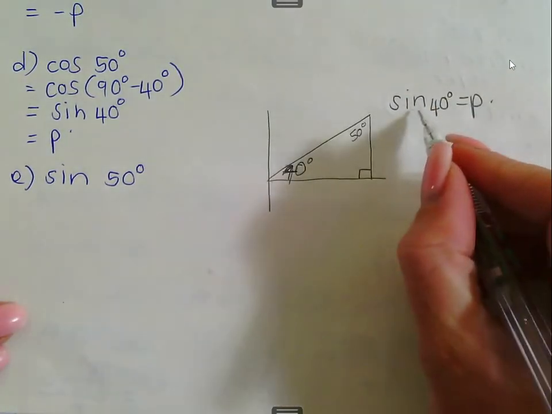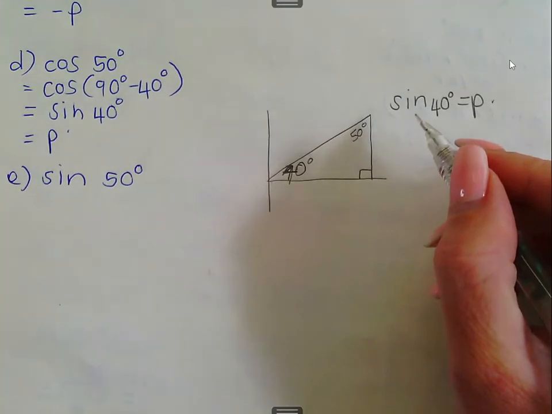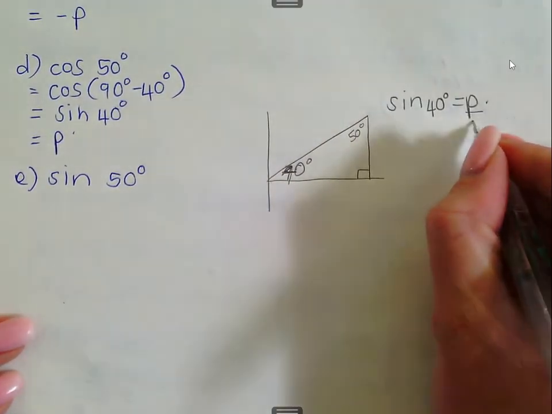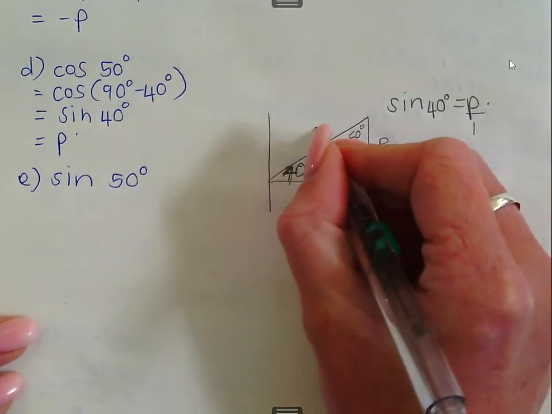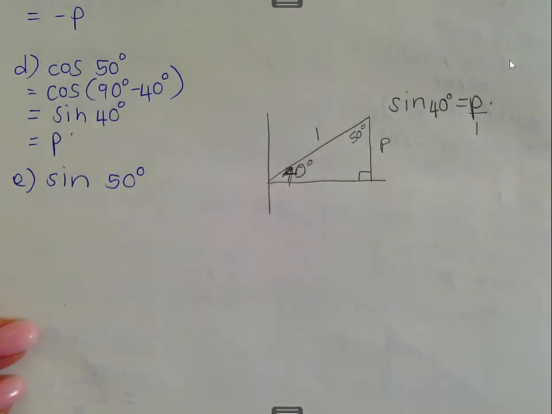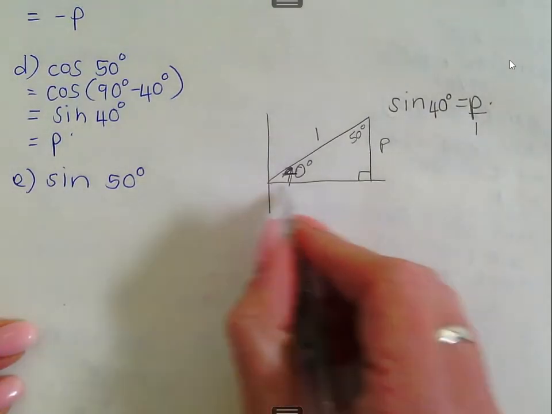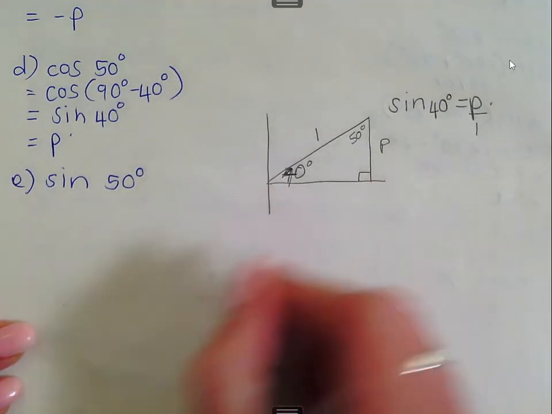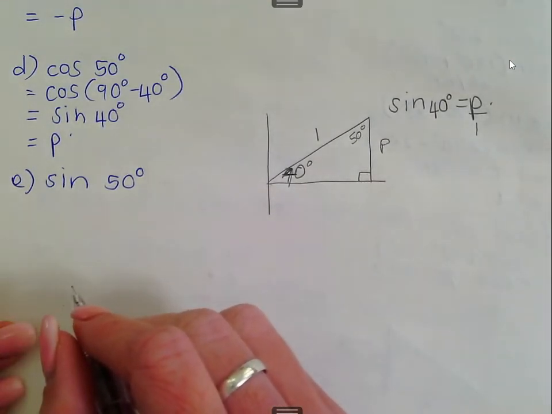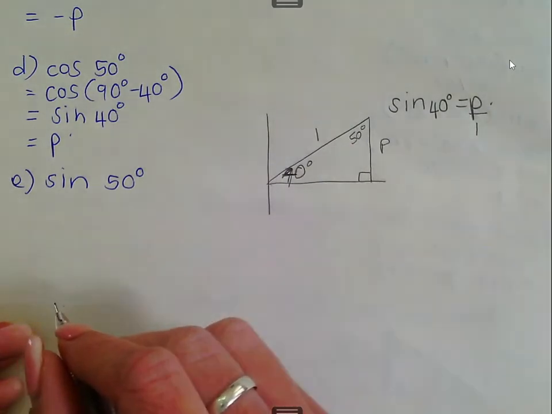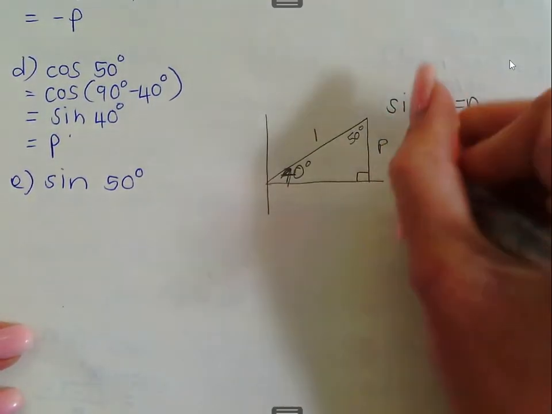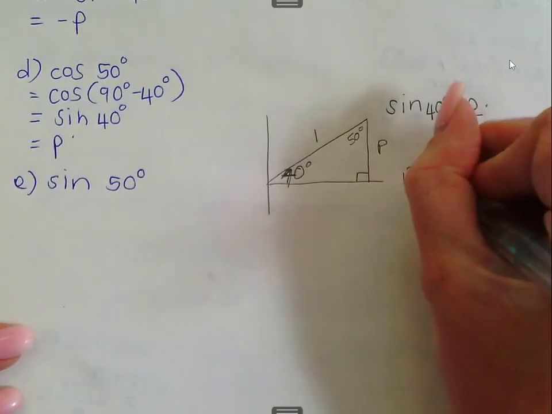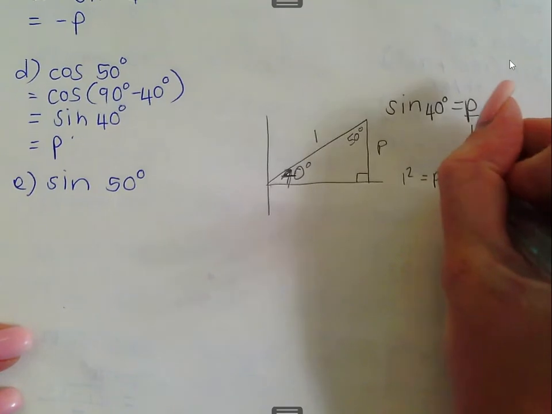I told you that sin 40 is a ratio. So therefore it's P over 1. Sin is opposite over hypotenuse. I need to calculate the length of this side, which we will call x. X is unknown. We have to find x in terms of p. How do I find the unknown side? Pythagoras. Pythagoras says 1 squared is equal to p squared plus x squared.